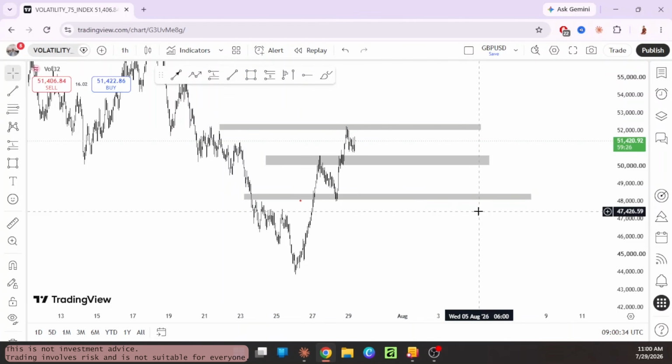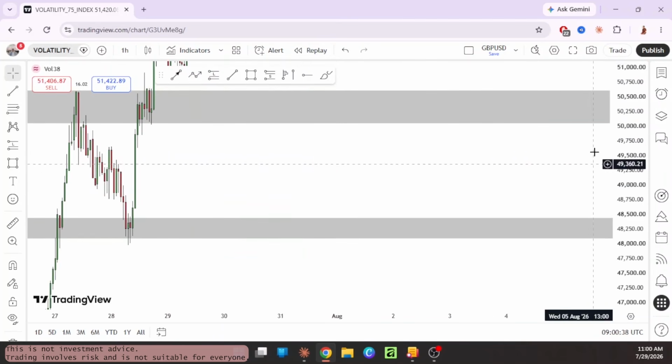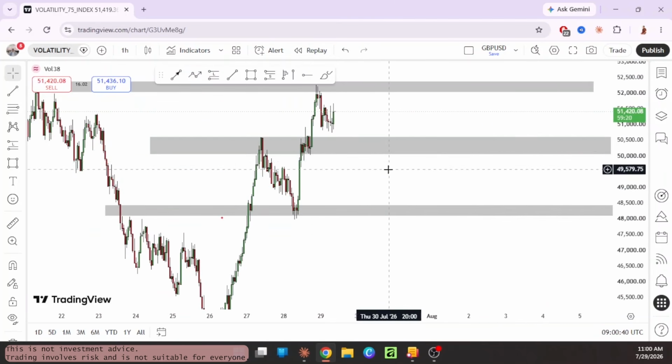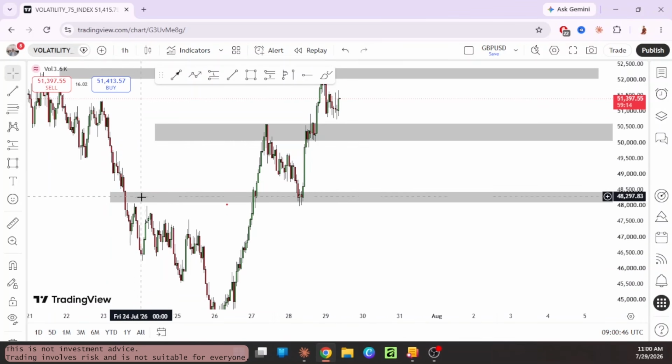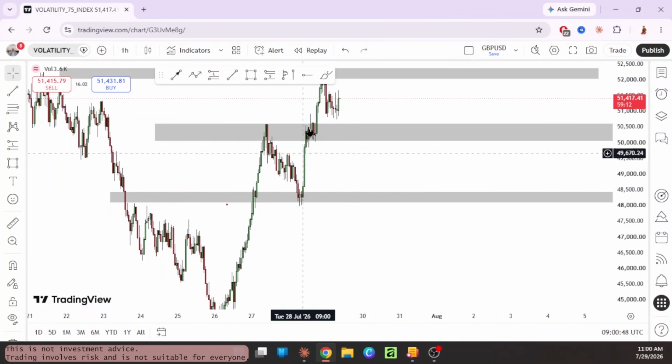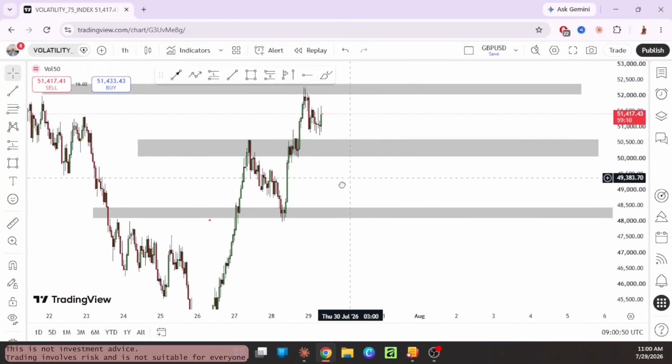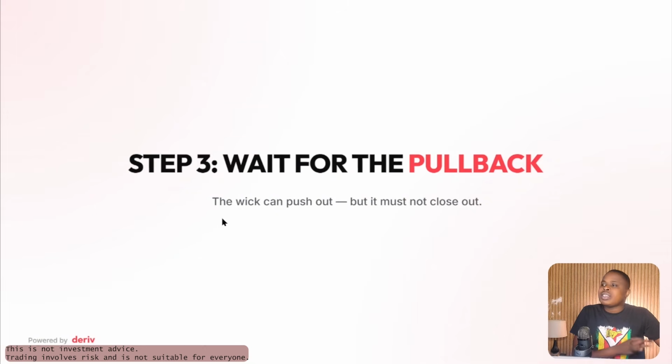This is what we call the areas of value, because the market has been reversing on these zones, and chances are, if the market comes back to these zones, it will push to the upside. So first, we identified the trend, which we said is an uptrend. And then we have these areas of value. Step number 3, as I said here, we want to wait for the pullback. We want to see candles that come into these zones and show us signs of reversals.